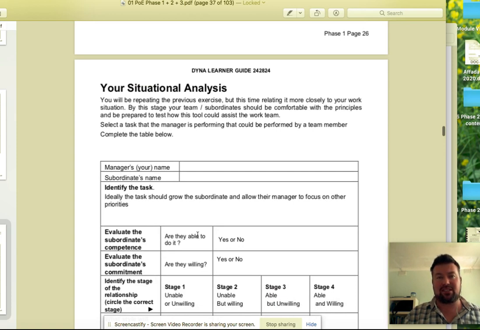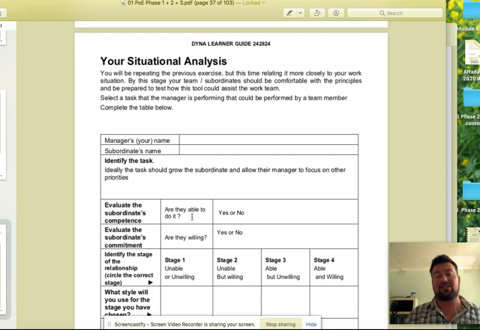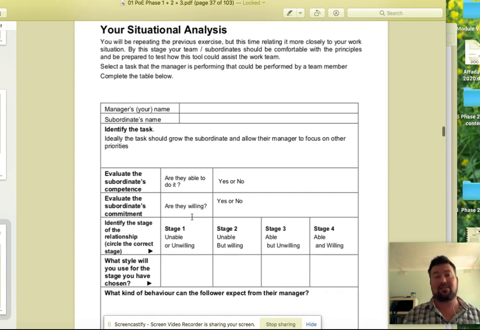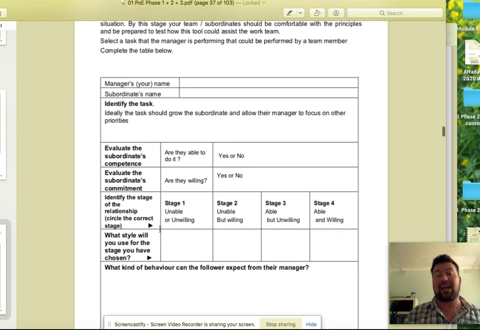Identify a task that you are going to delegate. Maybe it is a report or a checklist or something that you used to do that you're going to give to them to be able to do. Then you tell me, are they able to do it? Are they willing to do it? Based on that, you decide what stage. Now, if they're unable or unwilling, well, then maybe you need to be autocratic with them because you say, well, that's the expectation. It is in your contract. I expect you to do it.